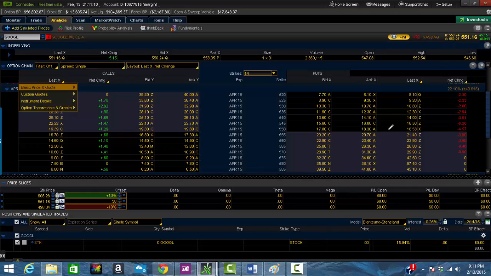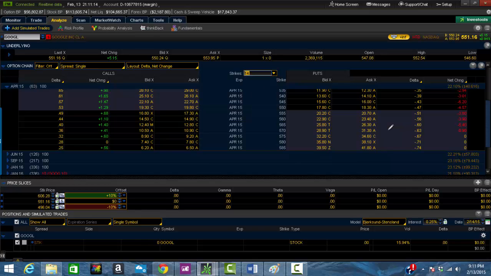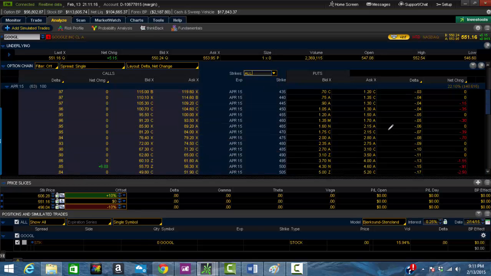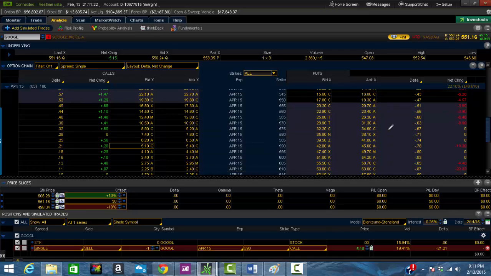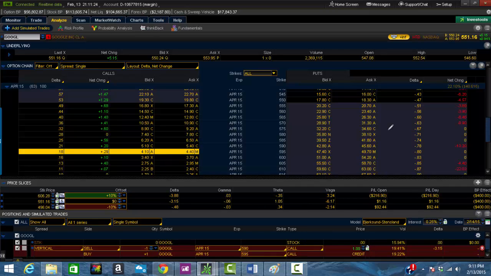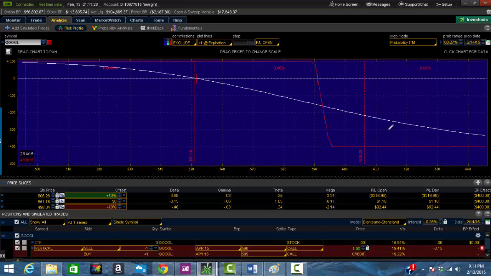Now I'm going to change one of these columns to delta. Need more than 14. Looks like we'll need all the strikes. 21 delta here. Bid, now we're at 590.95 instead. So here's our risk profile. We now have more cushion between the current price and our strike price.